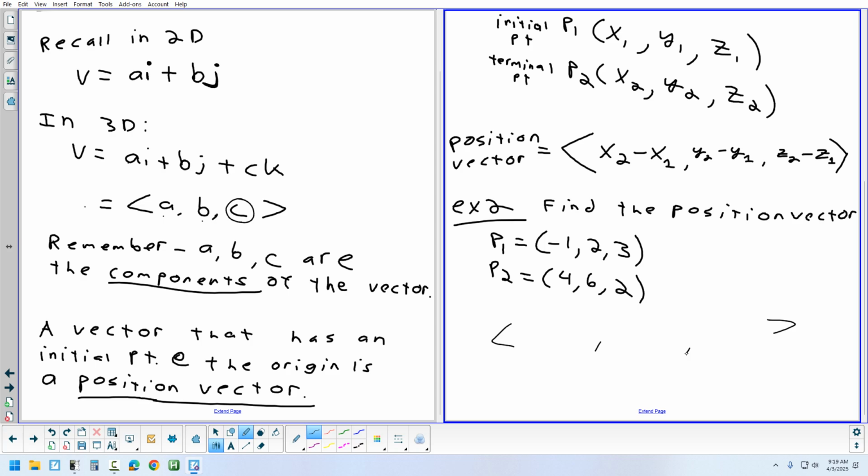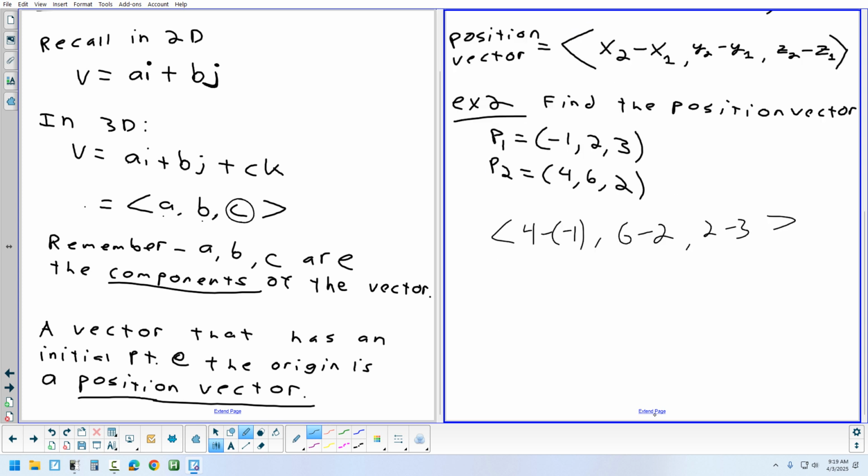4 minus negative 1. Okay, how about for my y-axis component? 6 minus 2. And my z-axis component? 2 minus 3. Nice, it's exactly what we did in 2D. We're just doing it one more time to get 3D. So 5, 4, negative 1.